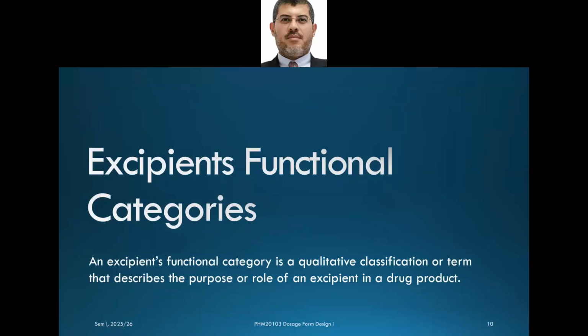Now let's have some round. We go around and see different functions that excipients can perform in the pharmaceutical formulation. And we see examples also about excipients used for such functions. And this functional category is a qualitative classification. We just say it is used for some purpose. We don't quantify anything. So this describes the purpose or the role of an excipient in a drug product.